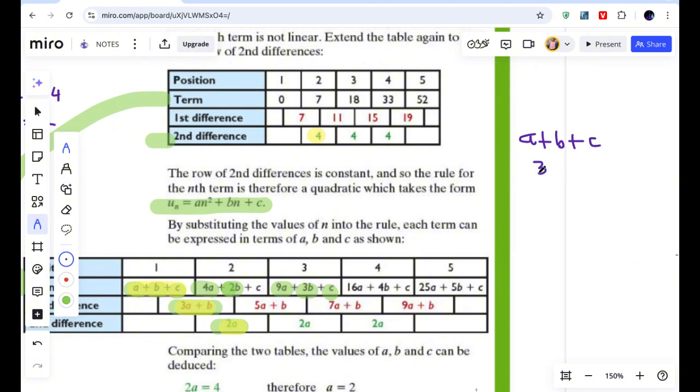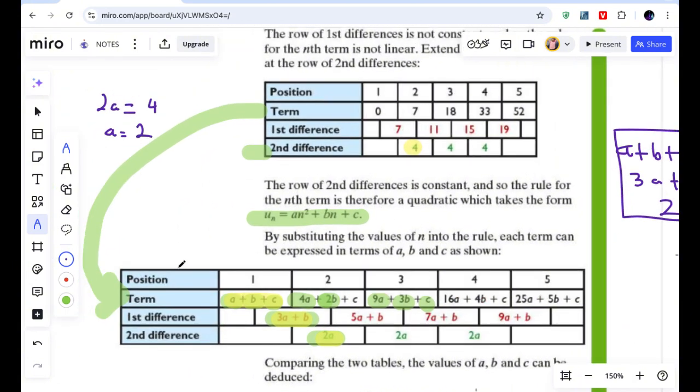Then the second, which is first difference, is 3A plus B for quadratic. And then the last one is just 2A, which is the second level difference. Once you know this, you don't need to do anything else, just put it in your brain. This is for the term, the position of the term. First level difference is 7 here, so you're going to equate 3A plus B equal to 7. And then second level difference, which is 4, is what we equate 2A to. That's what we did just now: 2A equal to 4, the bottom one.